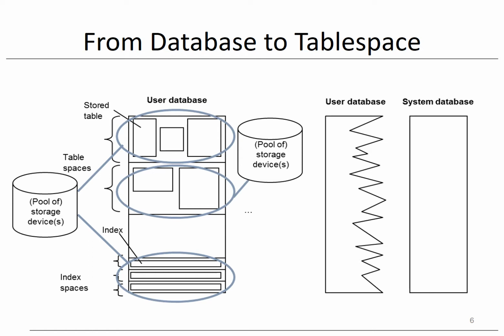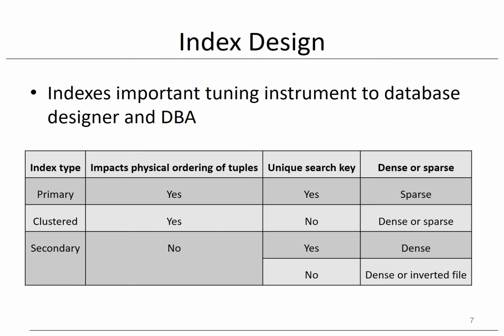Even though most DBMSs provide ample auto-configuring and self-tuning features, this responsibility remains to a very large extent with the database administrator. The number of parameters that can be manipulated by the latter is often very extensive. Indexes are probably the most important tuning instrument to the database designer and database administrator. The below table summarizes the respective index types discussed before.